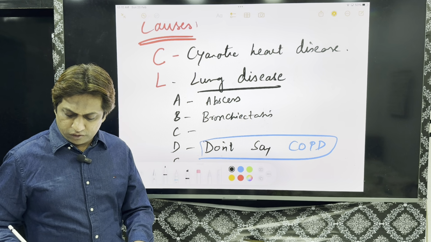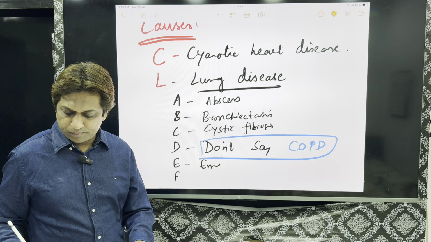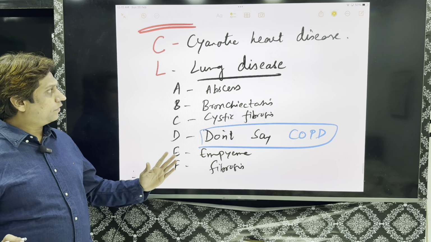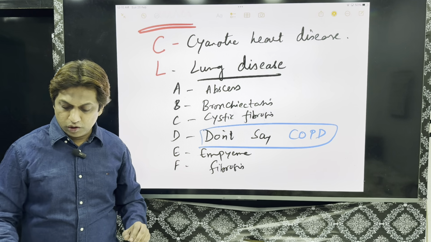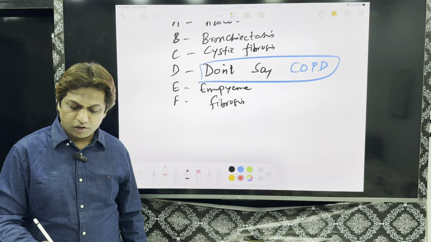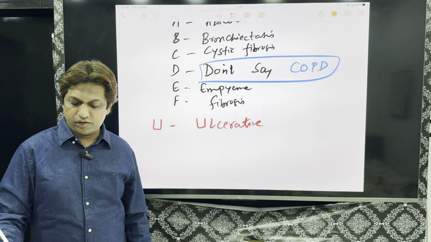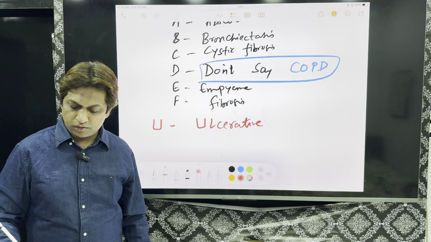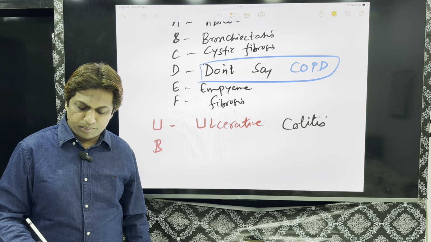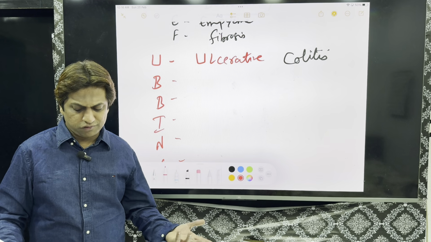Now C stands for cystic fibrosis, just remember cystic fibrosis. D stands for lung empyema. Then F for fibrosis. There are so many other diseases, but just for the sake of remembering in the form of a mnemonic, CLUBBING. L for lung diseases, in that L, A, B, C, D, E, F you should remember. Then U, ulcerative colitis, okay, GI tract problems, ulcerative colitis. I will just write this in black color, CLUBBING. So clubbing. Each of these alphabets you can make out your own mnemonic, okay.